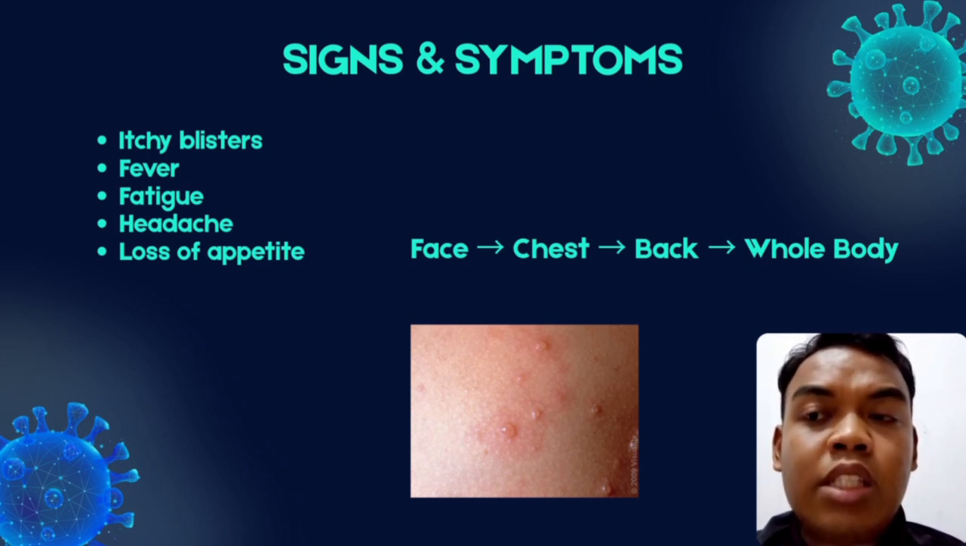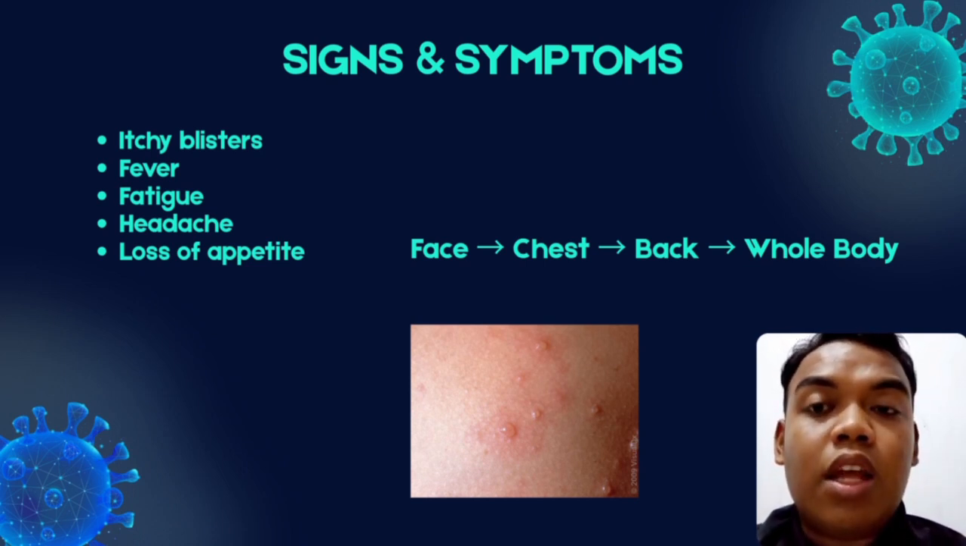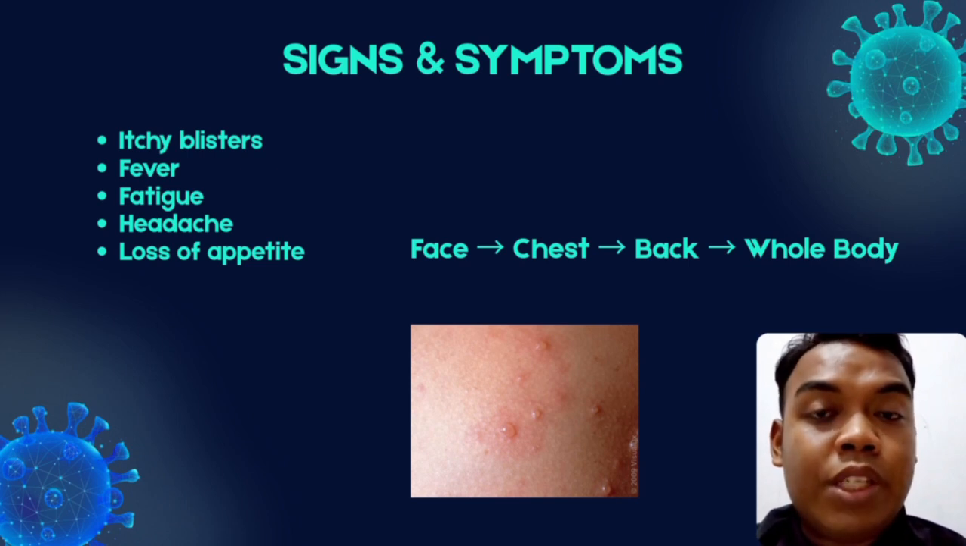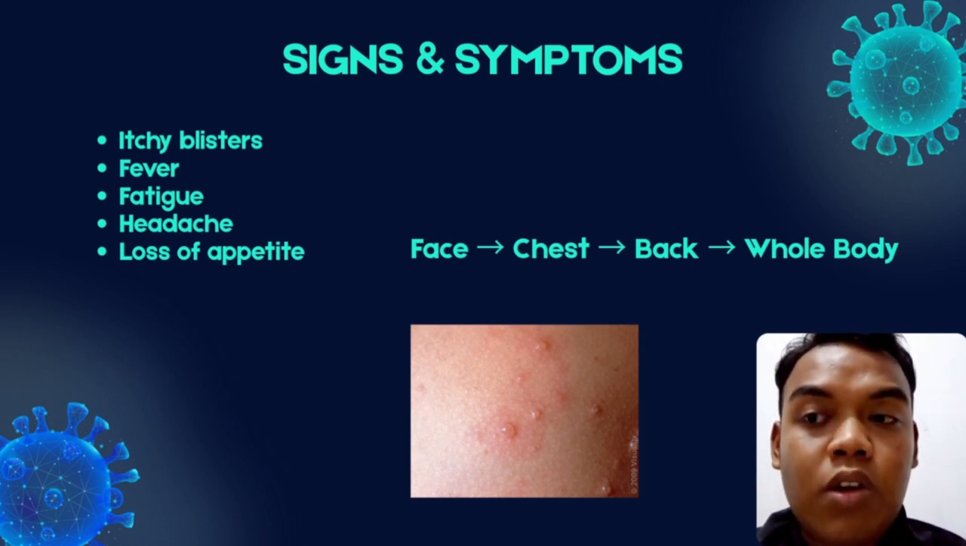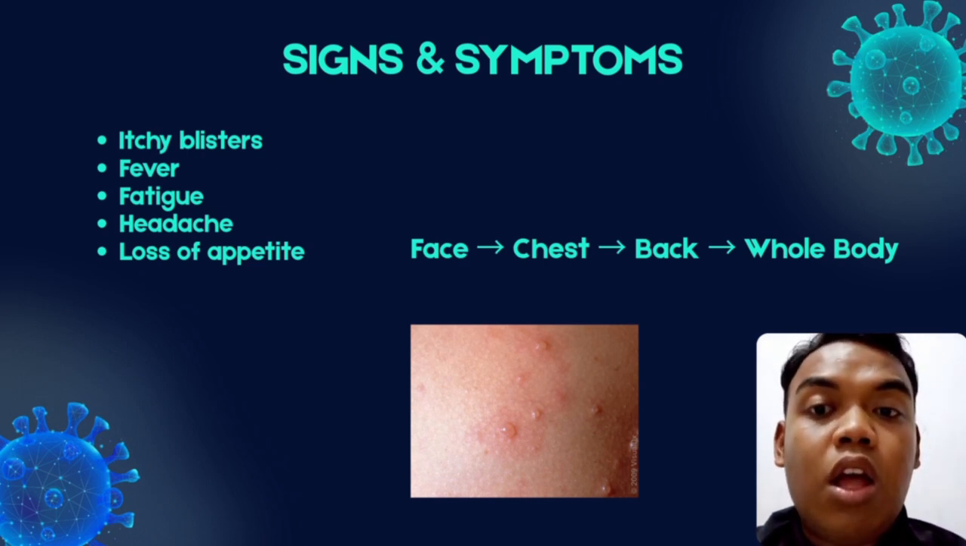As the disease progresses, the rash changes through several stages. It starts as small red spots, develops into fluid-filled blisters, and finally dries up to form scabs. The scabs eventually fall off as the skin heals. Most people recover within 1 to 2 weeks, although complications can occur, especially in infants, pregnant women, and people with a weakened immune system.